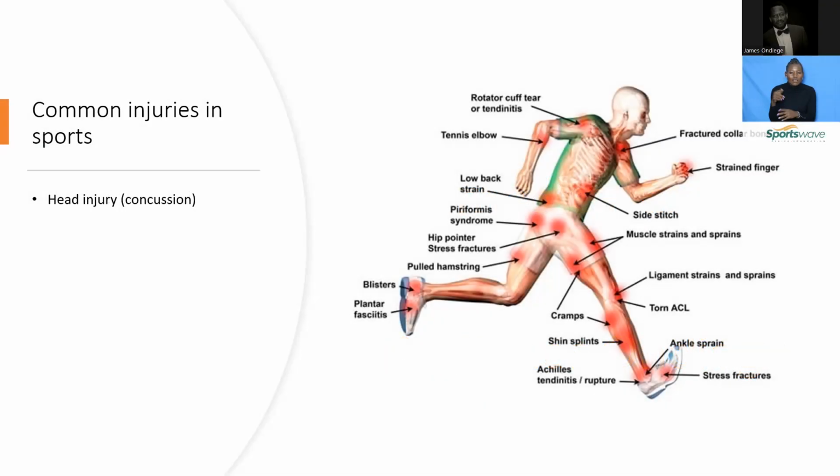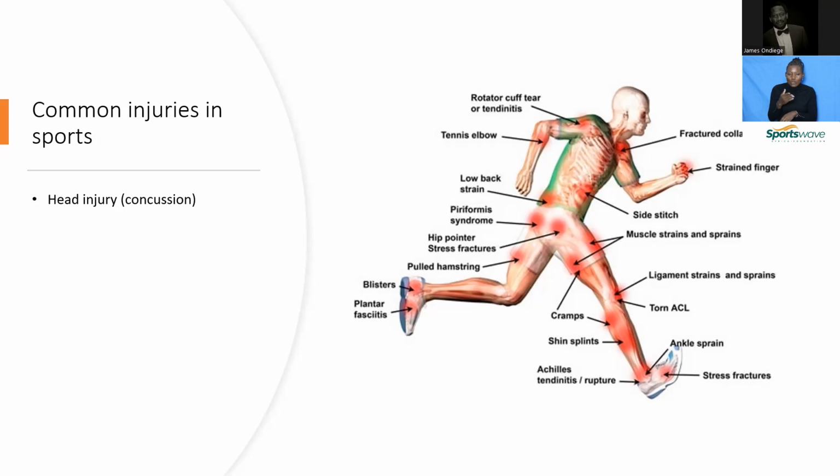You can get injuries around the elbow. You have tennis elbow, golfer's elbow. Go down around the hip. You can get stress fractures, common in females. You can get injuries to muscles like piriformis syndrome, muscle strains. Around the hip anteriorly, a common injury is groin pain, groin injury.